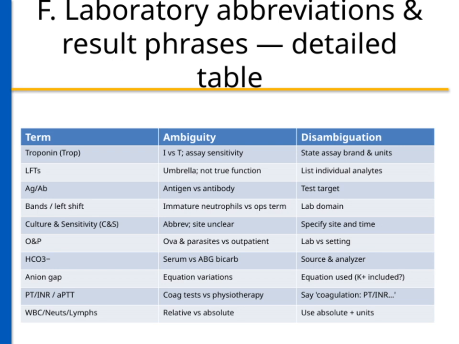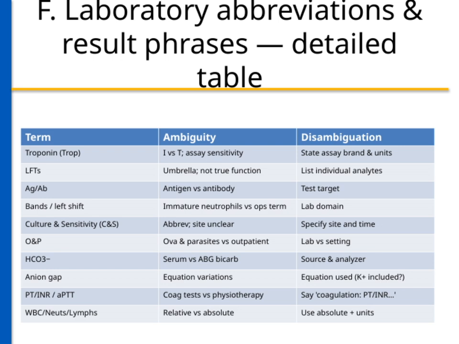Then there's the term bands or left shift, which refers to immature neutrophils. But in the lab domain, this can be confused with other concepts, so clarify if you're talking about the presence of immature neutrophils as an indicator of infection or inflammation. For culture and sensitivity, or C&S, the abbreviation is straightforward, but the site of culture and timing are often unclear. Always specify where the sample was taken from and when. O and P, or ova and parasites, can be confusing because it might be interpreted as outpatient procedures. Clarify whether you're referring to lab testing for parasites or the outpatient setting.